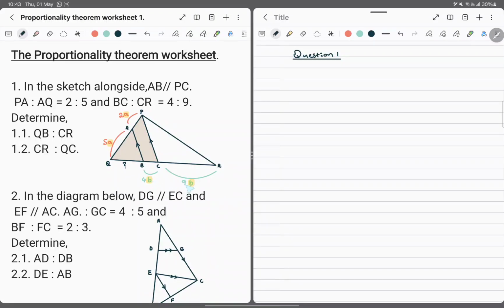Therefore, this divides into 4B is to 9B. Now, this simply says we need to express QB in terms of something. And this something needs to be in terms of B, because we already have this one nicely. So if we can express QB in terms of this situation, then we could be good. So how do we do it? We need to work in this triangle first so that we can express this in terms of B.